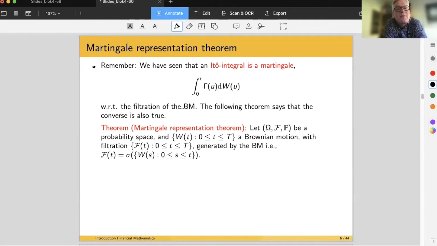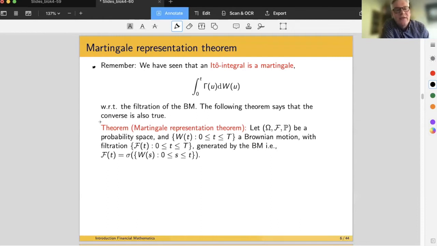Now, the Martingale representation theorem tells us that the converse is also true. So we will look at the converse of this statement. It tells us that any Martingale can be expressed as an Ito integral. So it's really the converse.